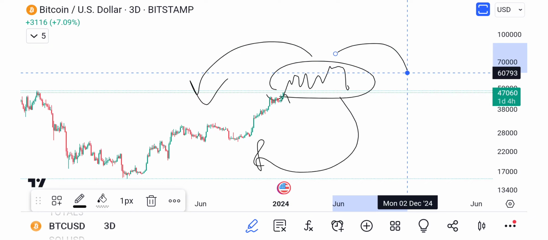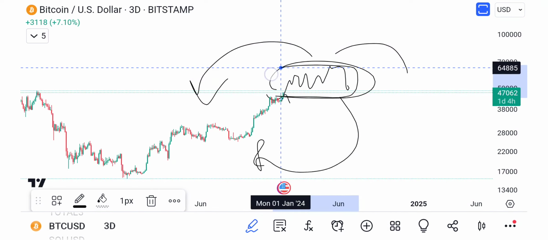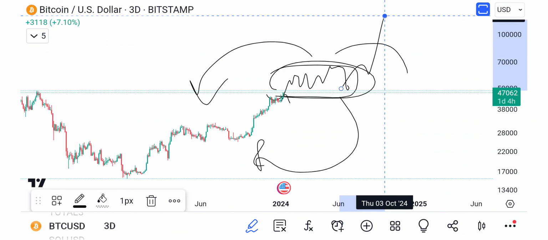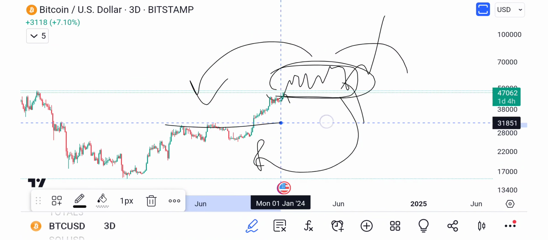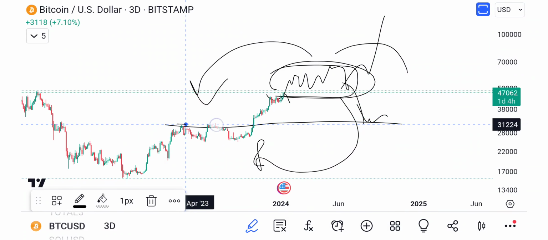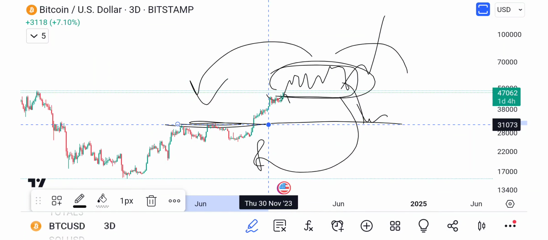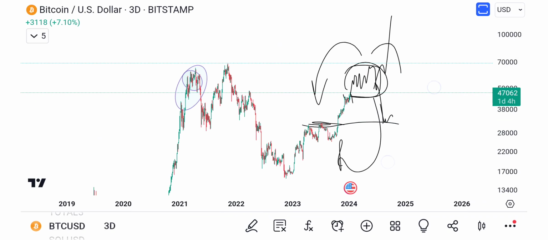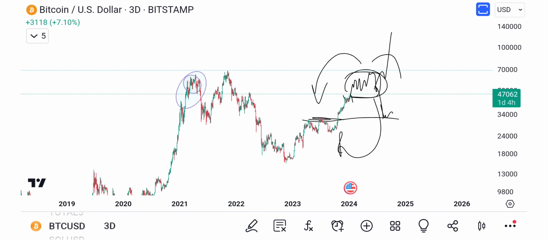So depending on what the distribution does, I mean, that would be great if it wasn't distribution, but just another accumulation range where we take off. But if we do break down, we can come down and backtest this 31K area, which I still think is going to happen at some point. Don't know when, but unless we break out into new all-time highs, then we're going to think about it differently. But there you go, guys.